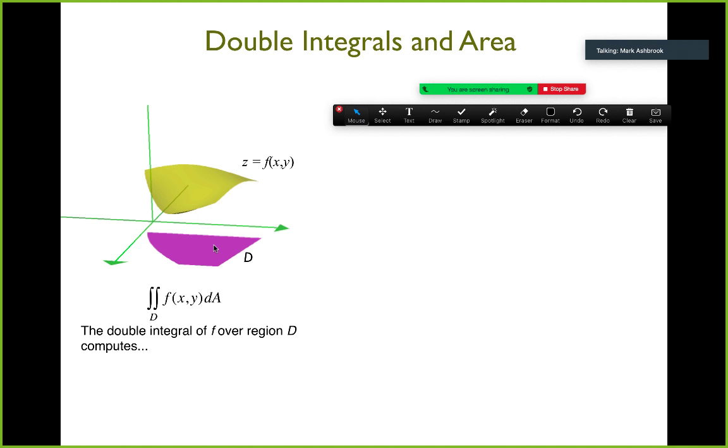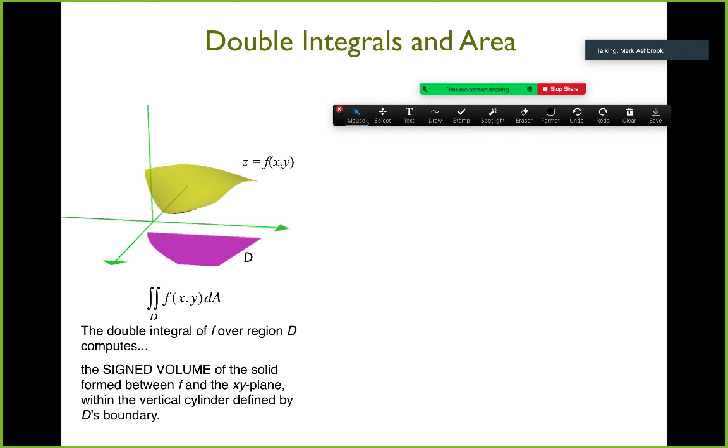Okay. So here's our general region called D. Here's our function. And so remember that the double integral computes the signed volume of the solid formed between f and the xy plane, within the vertical cylinder defined by D's boundary, right? So either the top or bottom will be the surface and the xy plane, depending on where the surface is. The surface could be below or above, but it'll always be the solid between the surface and the xy plane, and then defined laterally by the perimeter of our region, right?